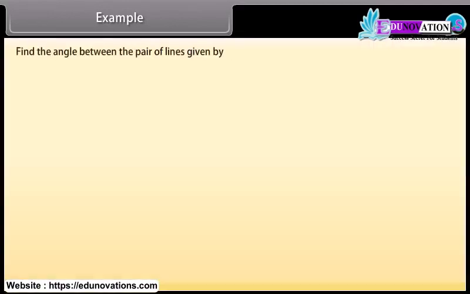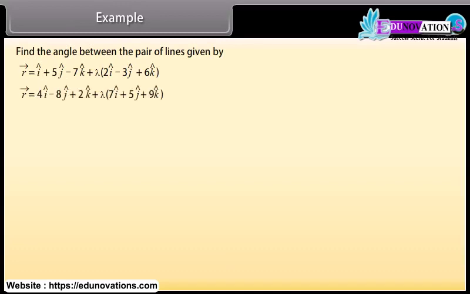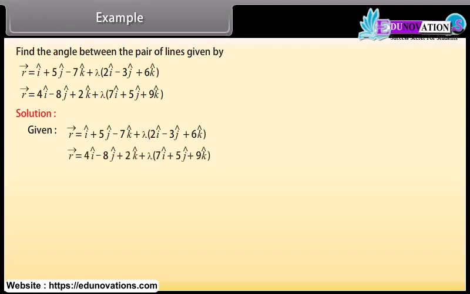Example. Find the angle between the pair of lines given by vector R equals i + 5j minus 7k + lambda(2i minus 3j + 6k), and vector R equals 4i minus 8j + 2k + mu(7i + 5j + 9k). Solution. Given: vector R equals i + 5j minus 7k + lambda(2i minus 3j + 6k), and vector R equals 4i minus 8j + 2k + mu(7i + 5j + 9k).